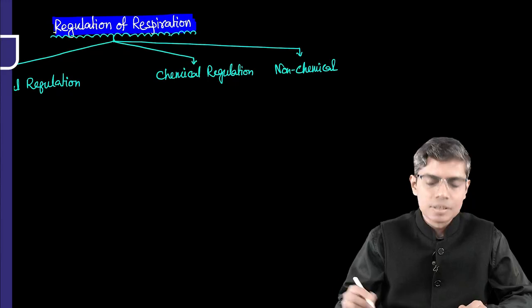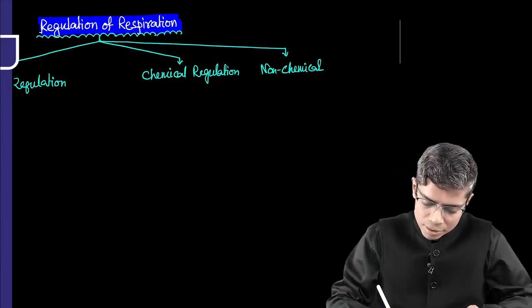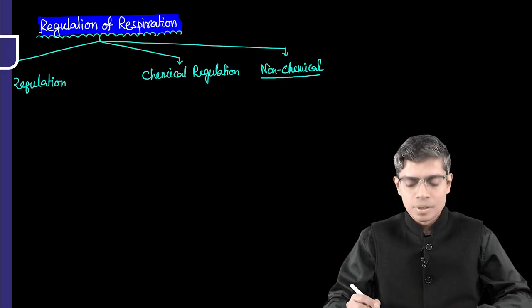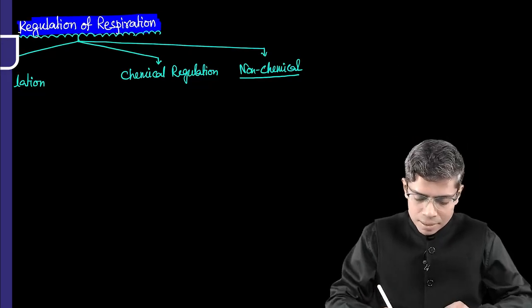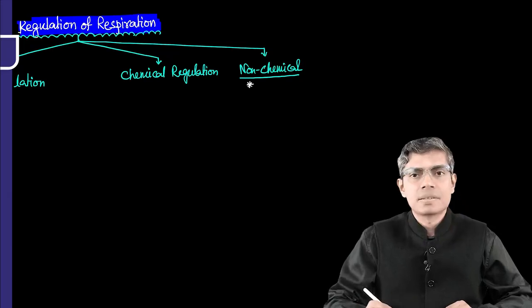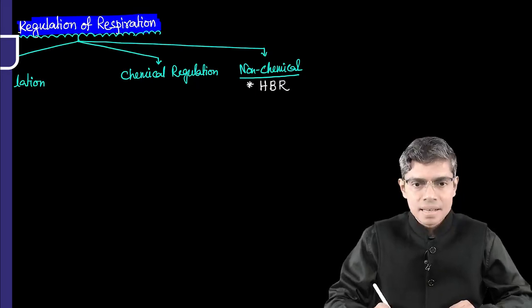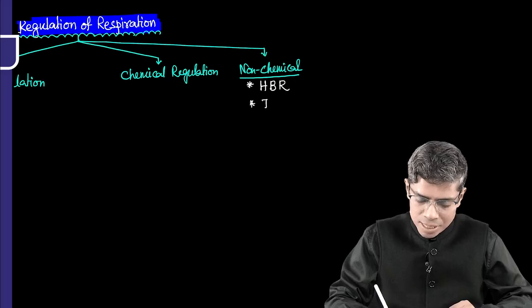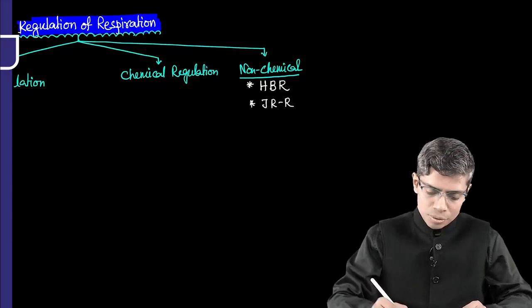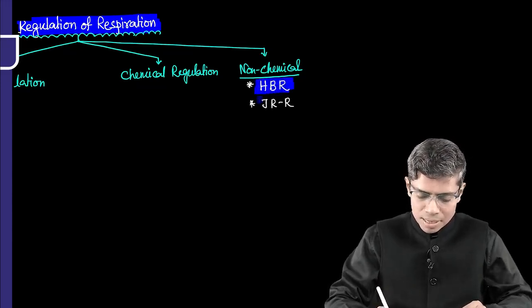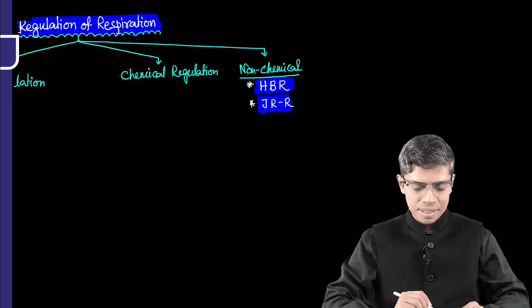Under this non-chemical regulation, we are going to discuss the various reflexes which are controlling our breathing, like for example Hering-Breuer reflexes as well as the J receptor reflexes. So these two reflexes we are going to discuss at the end of this chapter.